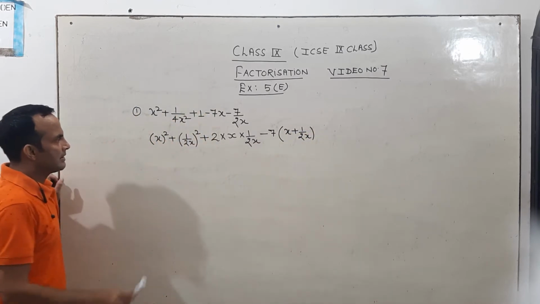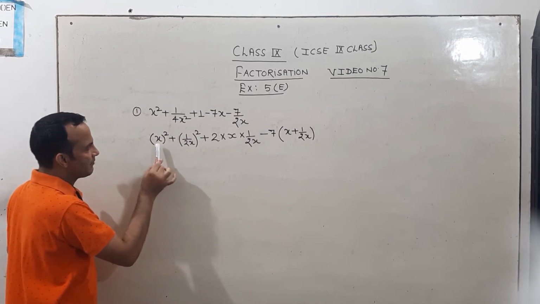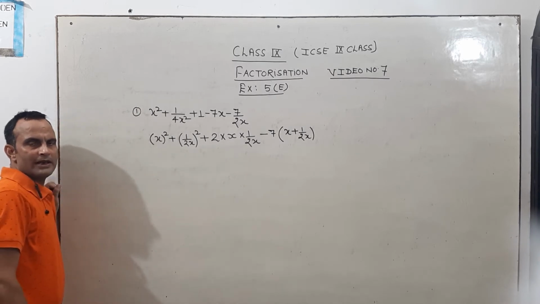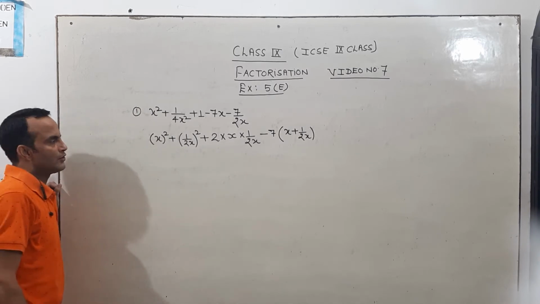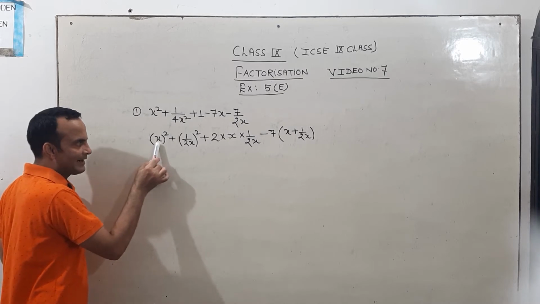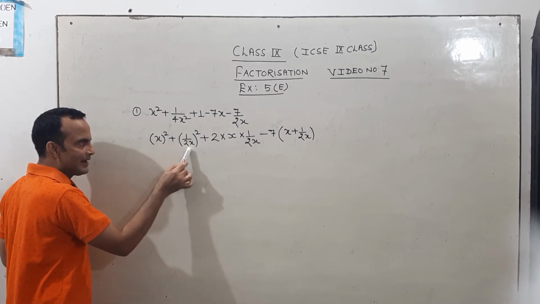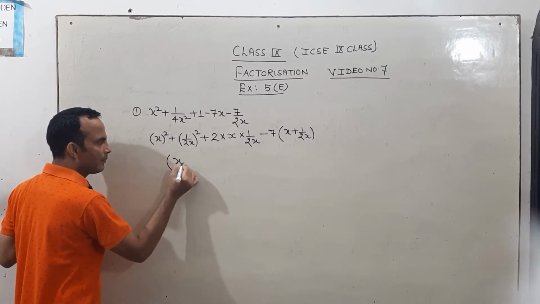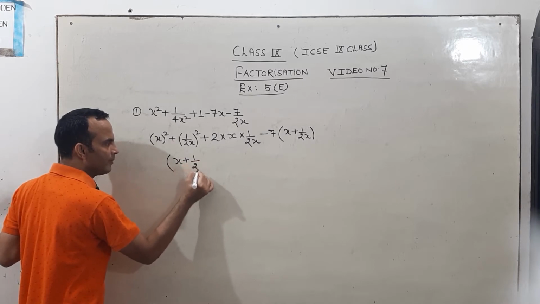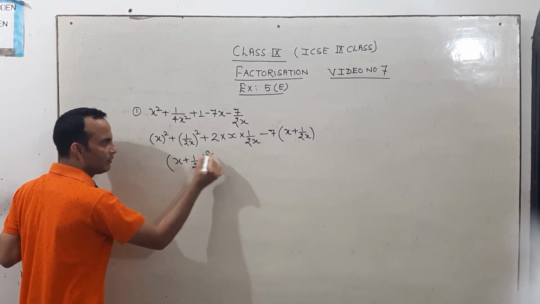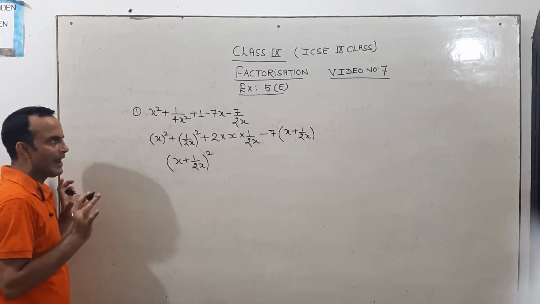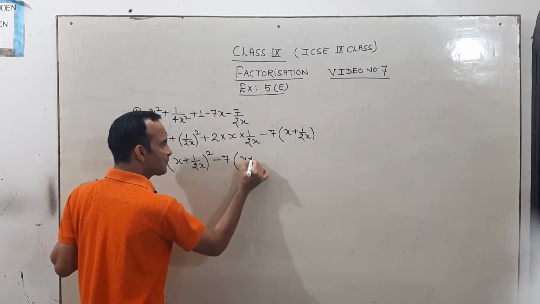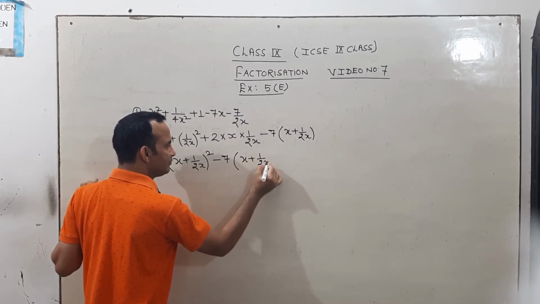Now see this step very carefully, my dear students. This whole expression is treated as a plus b whole square, because you can see x acts as a, 1 upon 2x acts as b, so a square plus b square plus 2ab is what? a plus b whole square. Okay, I hope you understood well. Minus 7 times of x plus 1 upon 2x.